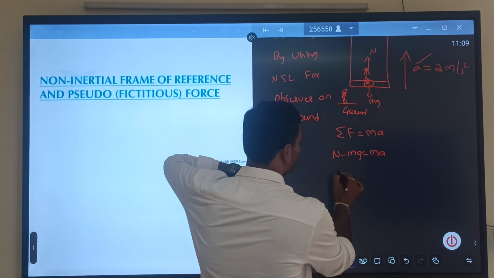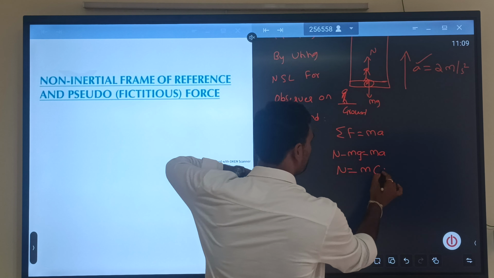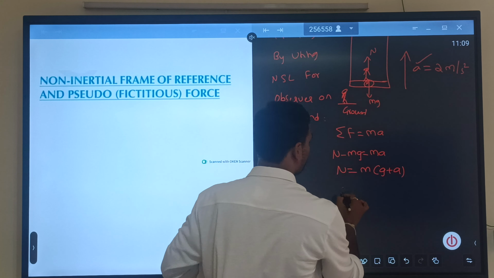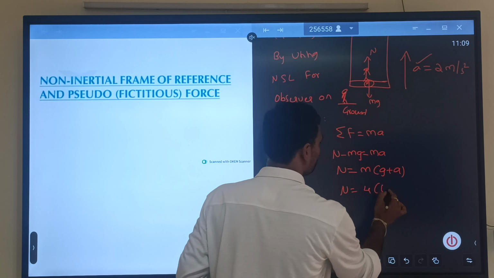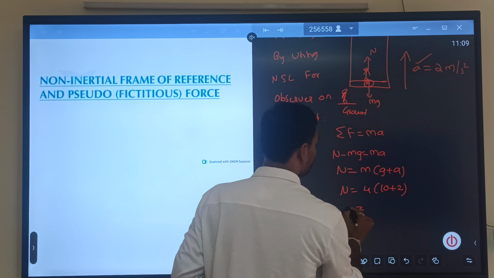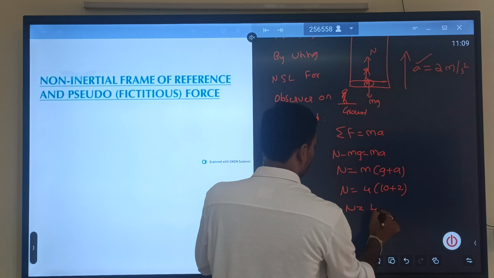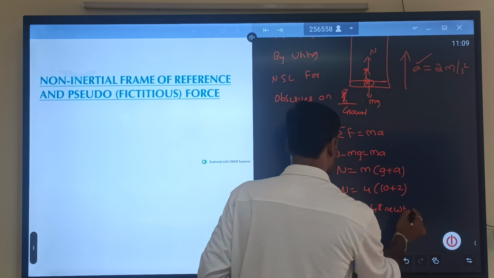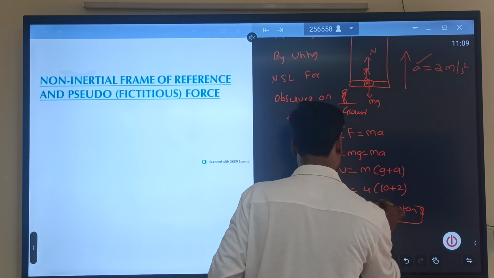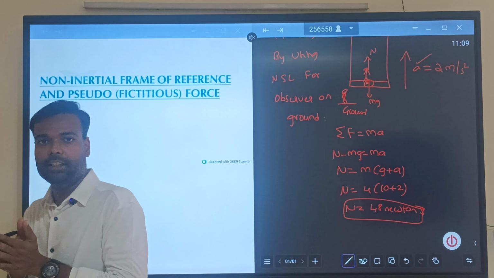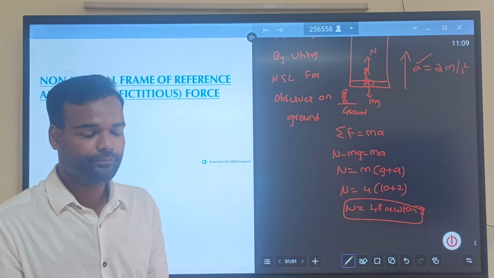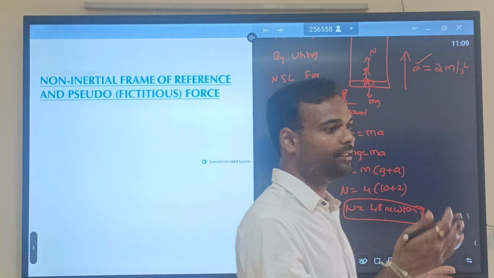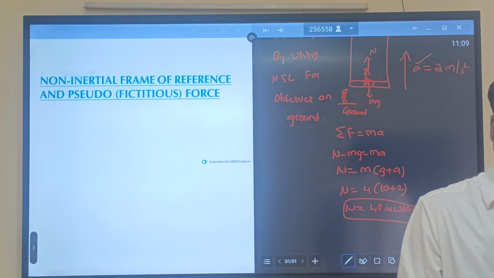Now the normal force N is equal to m(g plus a), so N is equal to 4 into (10 plus 2), which is 4 into 12, 48 Newton. This is the weight observed by the observer who is standing on the ground. It is very clear because this was the concept we saw in our yesterday class.